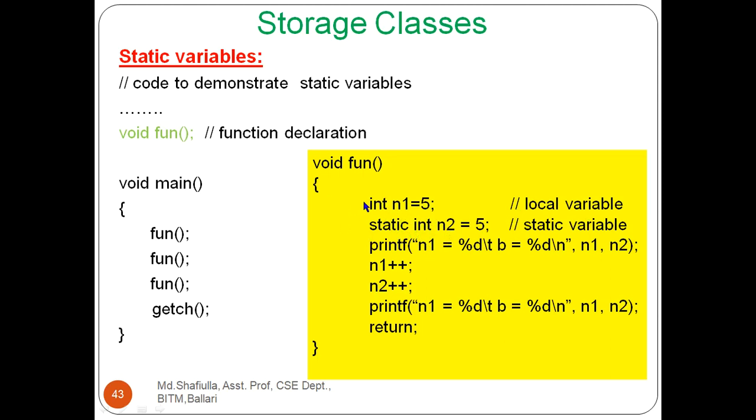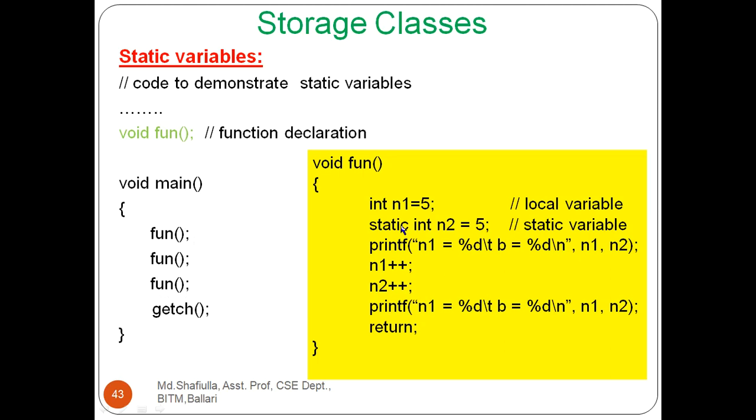Integer, static is not written for this. So it is a local variable, whereas the word static here indicates that it's a static variable. So both the variables start from the same value 5. So we are printing n1 and n2 before increment and after increment, then we return it. How many times we are calling it? 3 times we are calling, thrice.